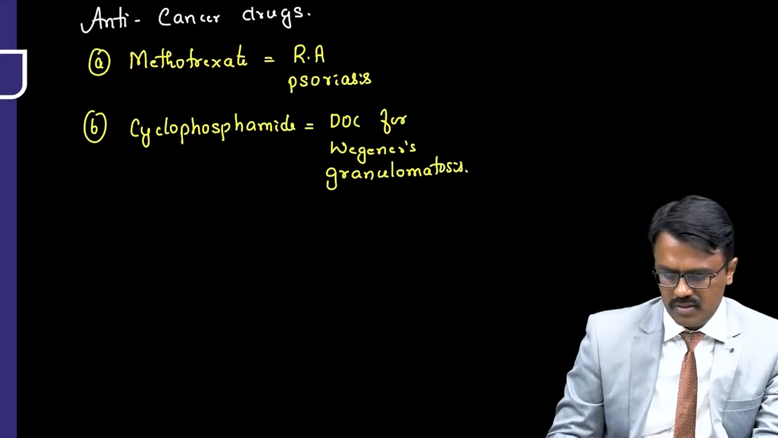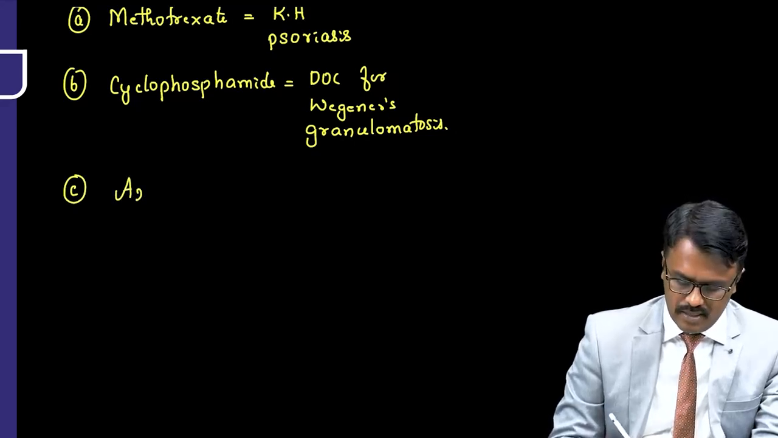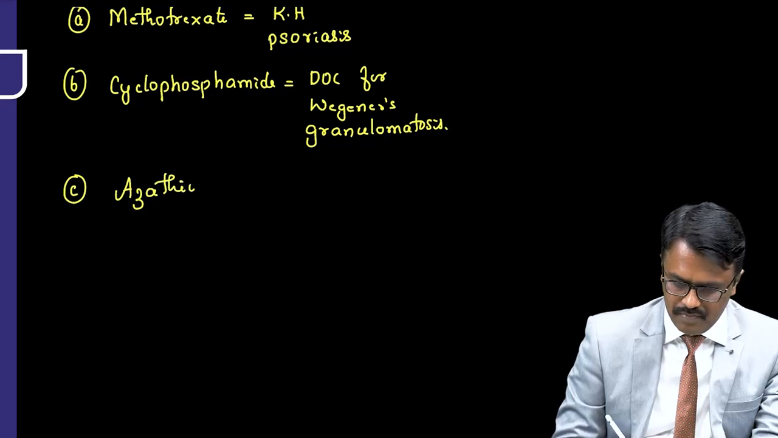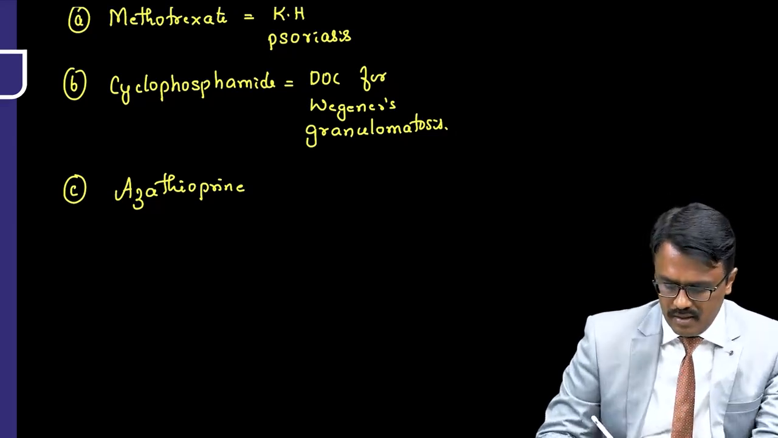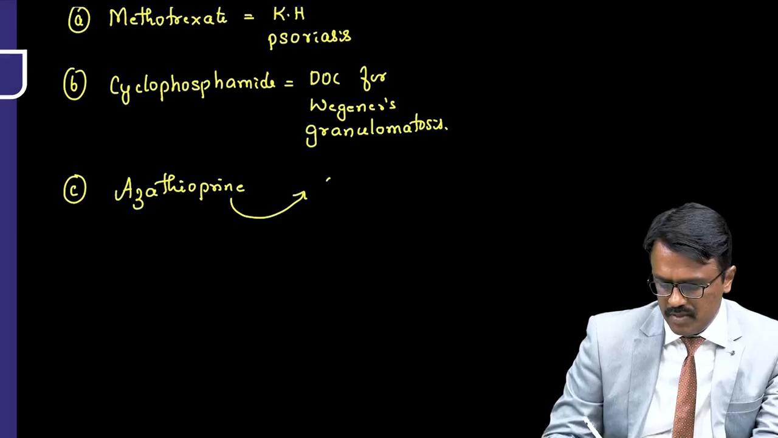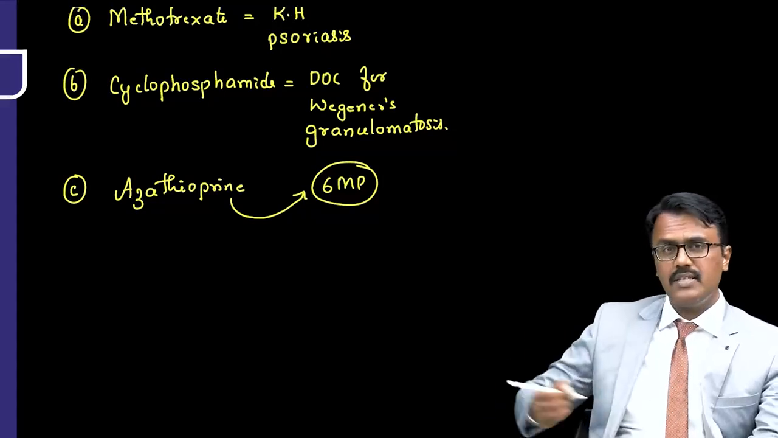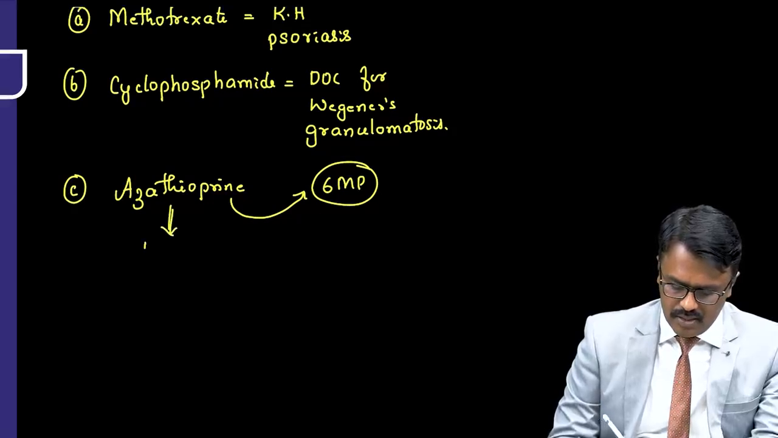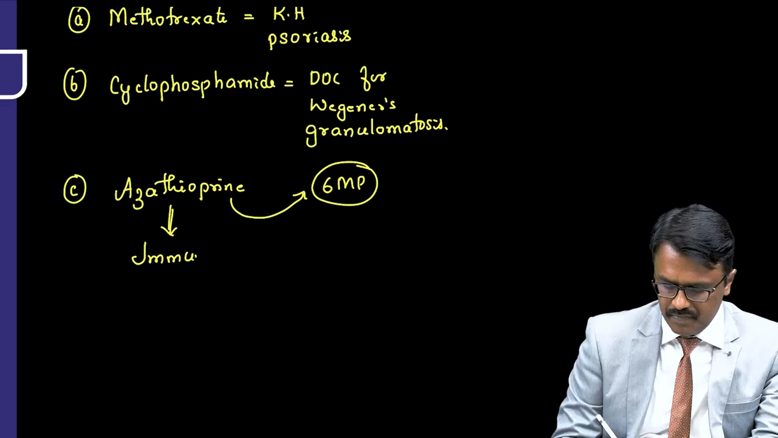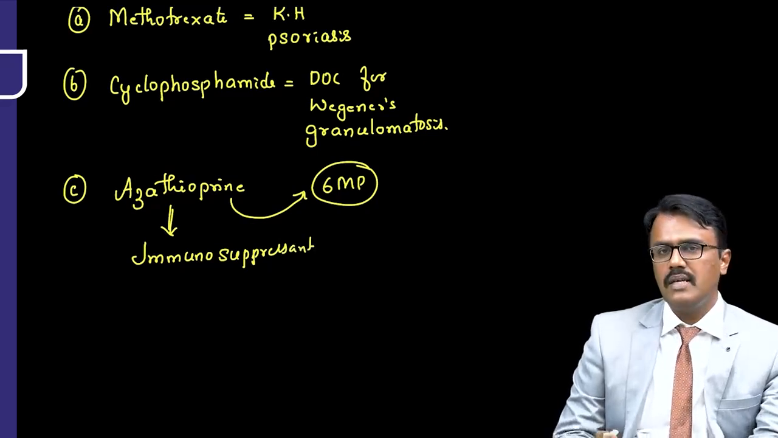Wegener's granulomatosis. The next one we have is again azathioprine. The name is azathioprine, and it's a prodrug. After metabolism, it becomes an anti-cancer drug, 6-mercaptopurine. Now we have a separate drug called 6-mercaptopurine used as anti-cancer therapy, but azathioprine is used as immunosuppressant. So this is used as immunosuppressant, and 6-mercaptopurine is used as anti-cancer drug.